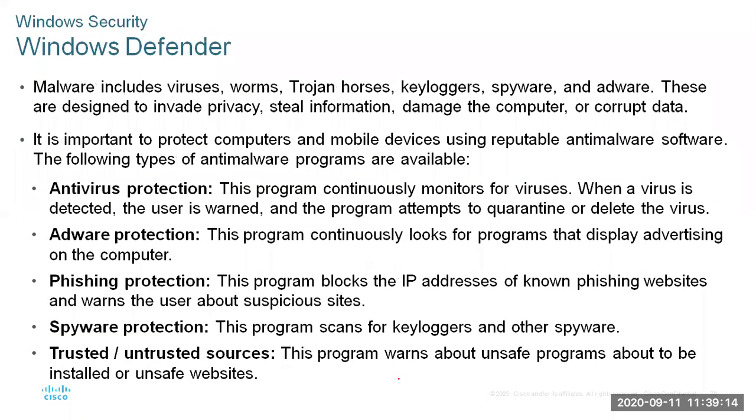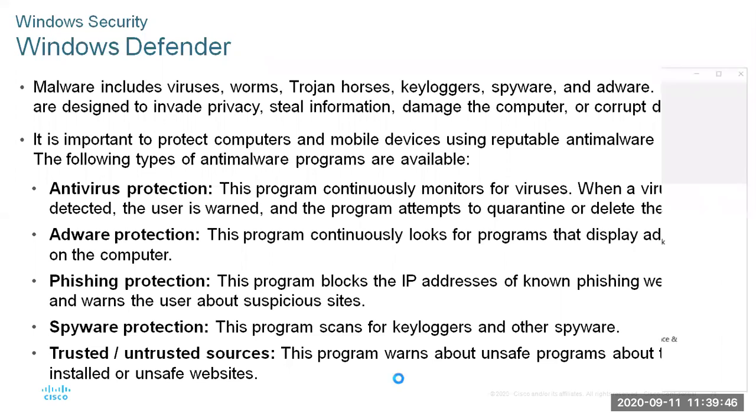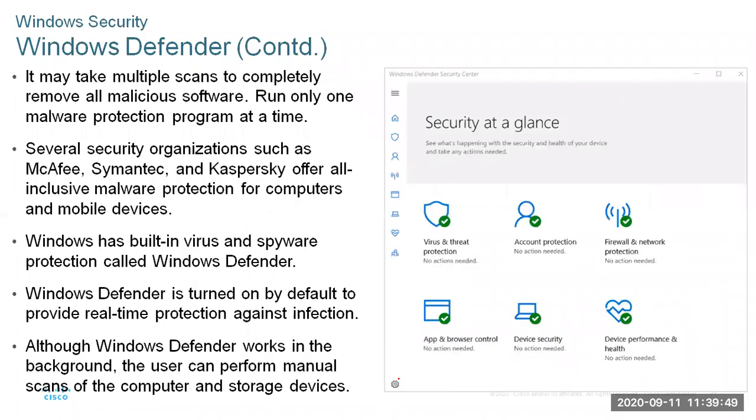So Windows Defender, remember we talked about the application that comes with Windows, and basically what it does is help protect your system against malware or viruses. So we have the antivirus protection, the hardware protection, the phishing protection, the spyware protection, and the trusted and untrusted sources. All right, the virus protection and the rest.